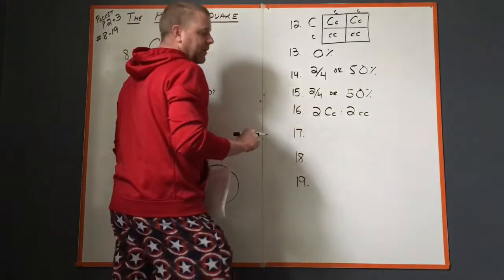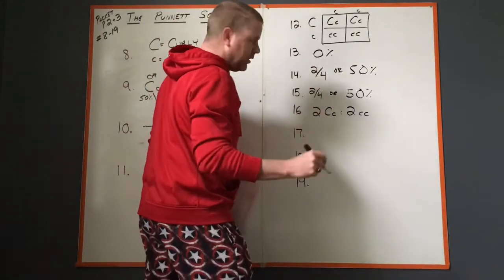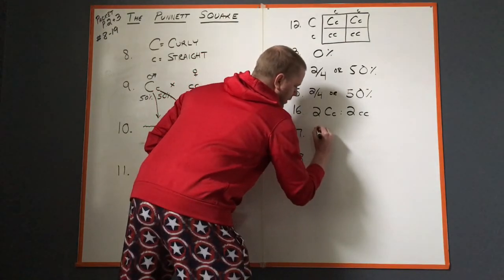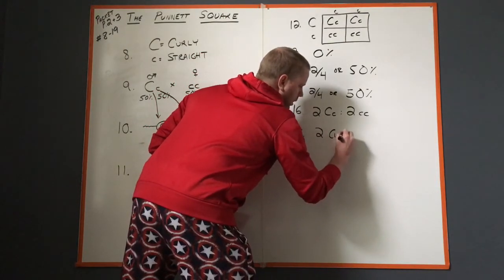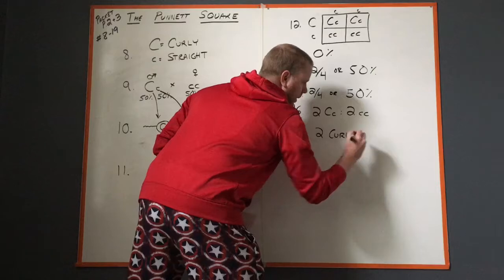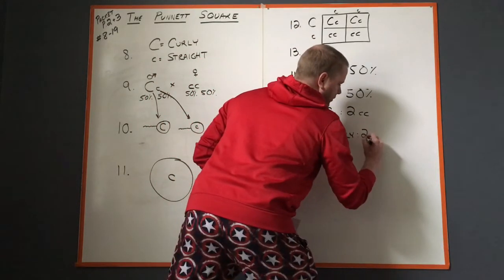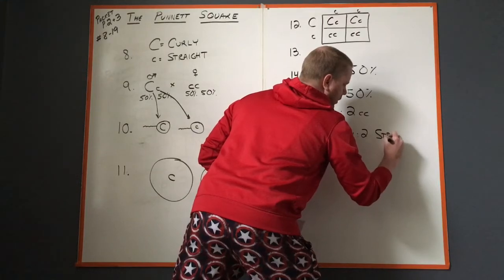17, phenotypic ratio. What do they actually look like? Well, these 2 big C, little c's, they would have curly hair. So we'd end up with 2 curly. And what would these ones look like? They would be straight. So we'd have 2 curly for every 2 straight.